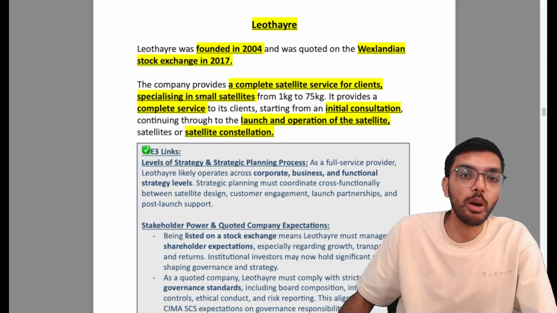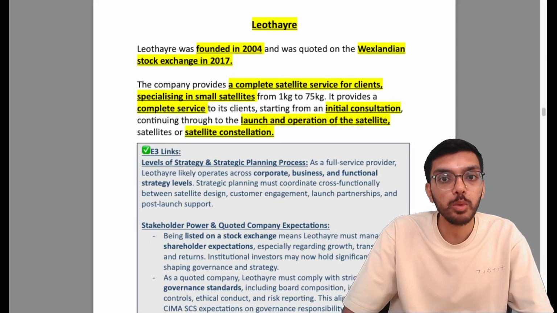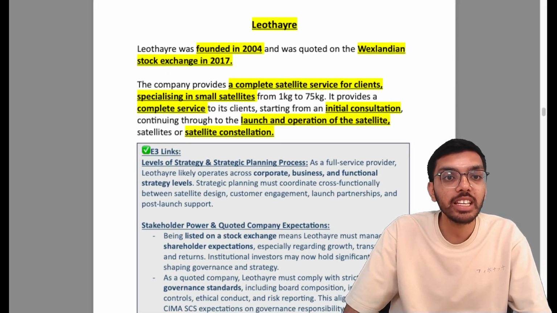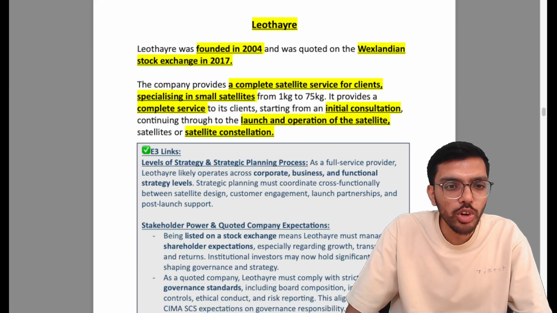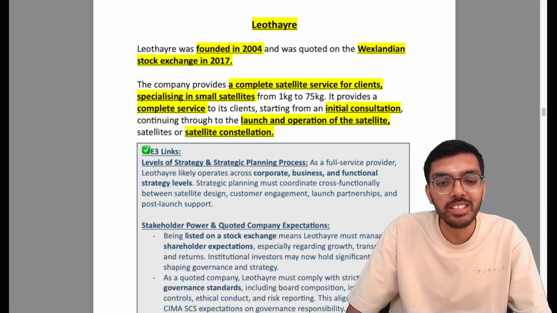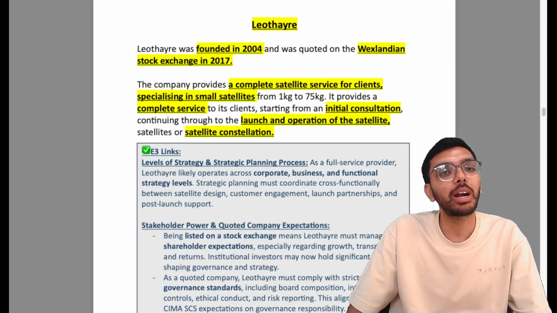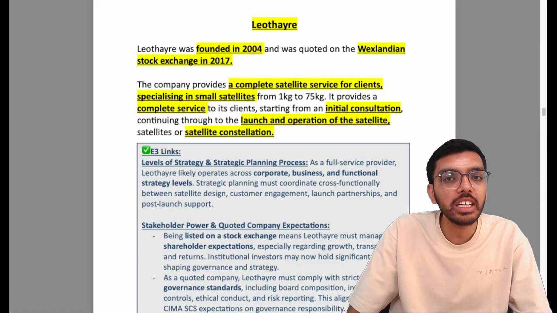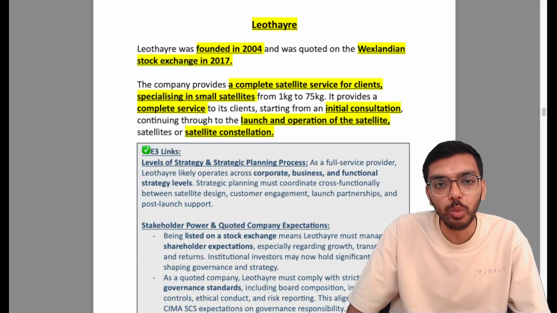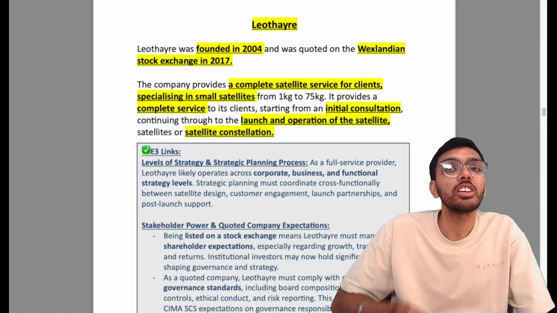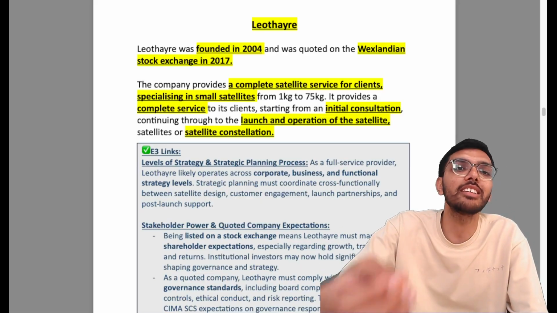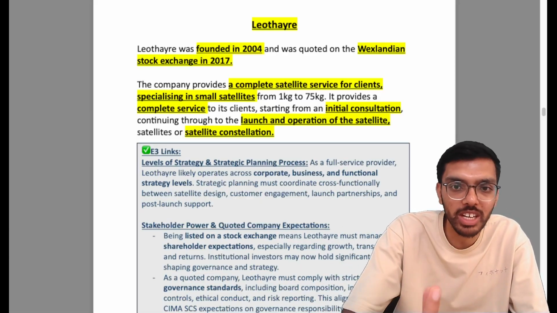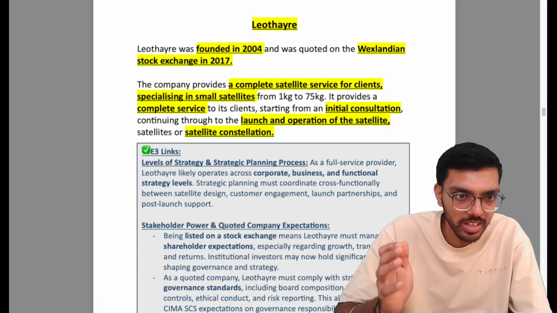So Leothayre was founded in 2004 and was quoted on the Vexlandian Stock Exchange in 2017. So, not a very old legacy business, but relatively 19 years in the market is what we have spent, and just recently it has been listed. 7-8 years ago it was listed.